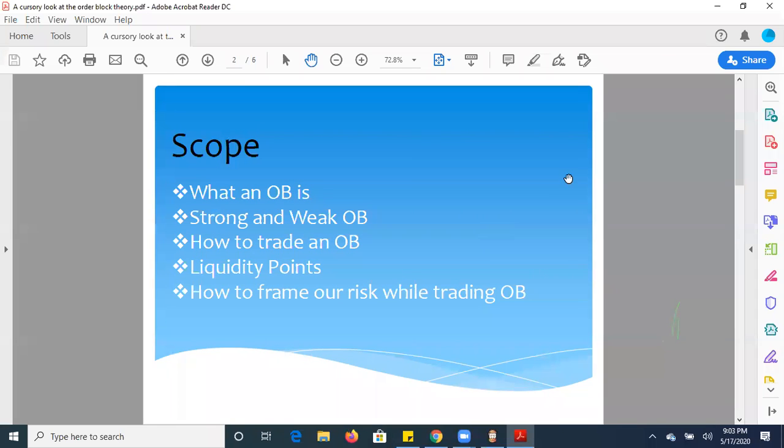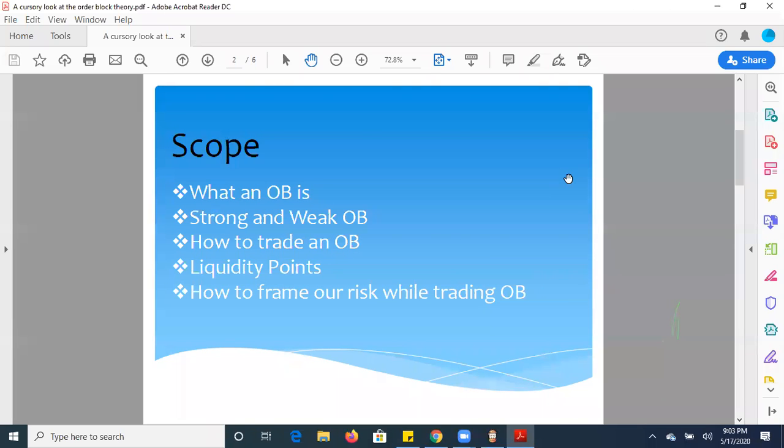We would look, not deeply, just briefly, at how to trade an order block. I assume if you've been following the institutional order flow, you should know how to trade the order block. We'll look at liquidity points briefly and how to frame our risks while trading the order block. I don't intend that this webinar will be so long. If for any reason we can't exhaust our objective for today, we might just pause halfway and continue sometime within the week, maybe Friday or Saturday after we're done with trading.